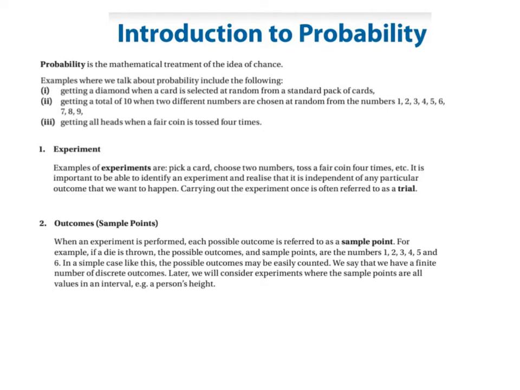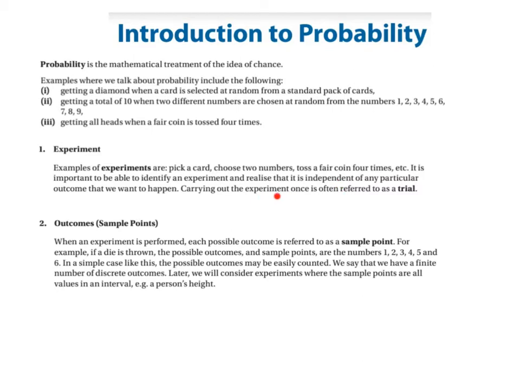So the first thing we need to know is what an experiment is. We've already talked about the idea of an experiment. So pick a card, choose 2 numbers, roll a die. Now what we need to be able to do is identify an experiment and realise it's independent. And independent means that one does not affect the other. What that means is if I roll the die and I get a 6, I have exactly the same probability of getting a 6 the next time I roll the die.